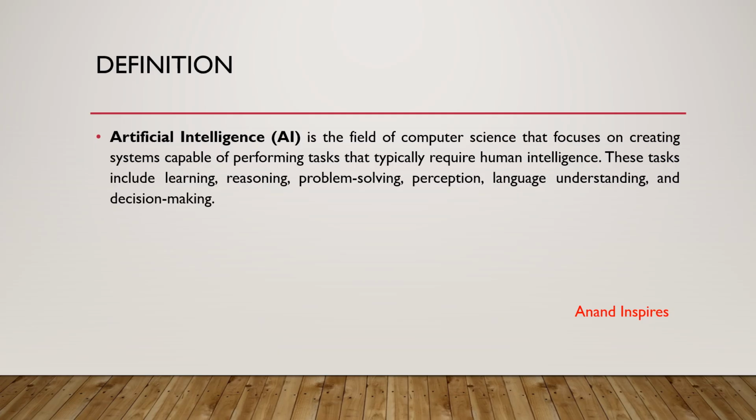So these tasks include some terms. First one is learning, reasoning, problem solving skill, perception. Perception means sensing, capturing input from the environment and working based on that. Then language understanding: different people speak different languages, and that is understood by the machine. And decision making: the machine has the skill to take decisions on different tasks. So this is the basic definition of artificial intelligence.